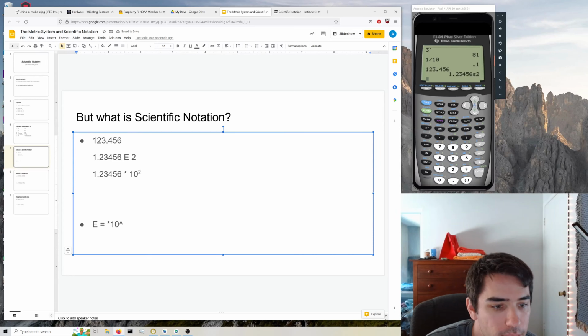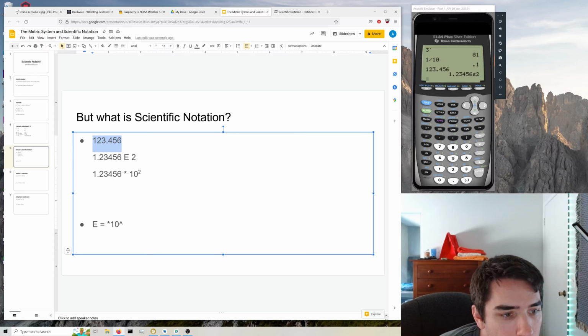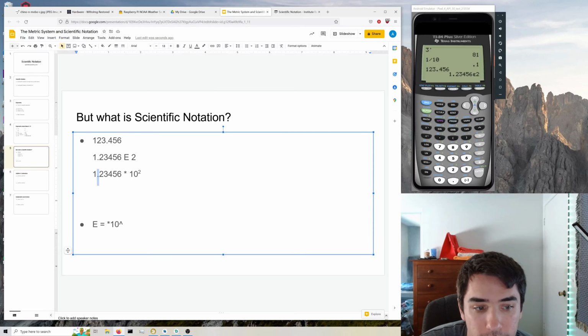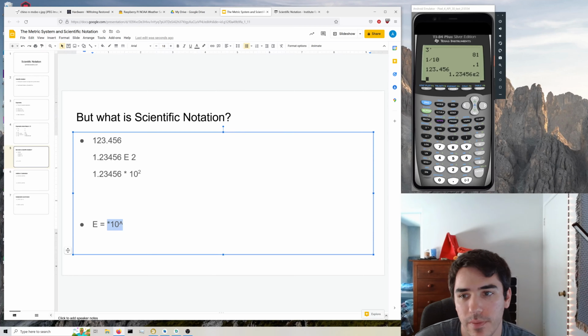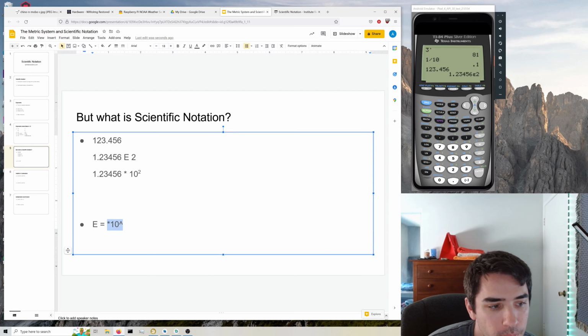And that's the same as this number, because we just take this decimal point and move it over to the right 2 places, and that's the same as multiplying by 10 squared, or by 100. So all that E really means is times 10 to the, and whatever number follows the E is the exponent. So then let's do some examples.